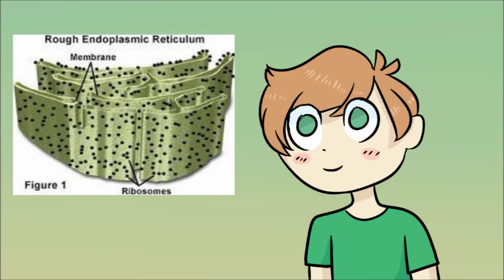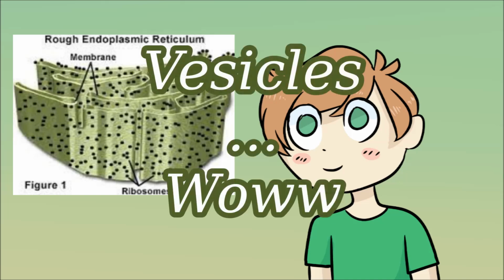Now we're moving on to the rough endoplasmic reticulum, or rough ER. It's rougher than the smooth ER because it's embedded with the ribosomes. The ribosomes make protein, which the rough ER collects and separates into little pods called vesicles.